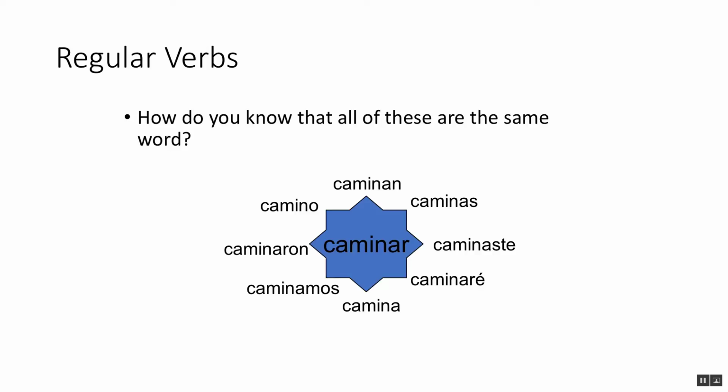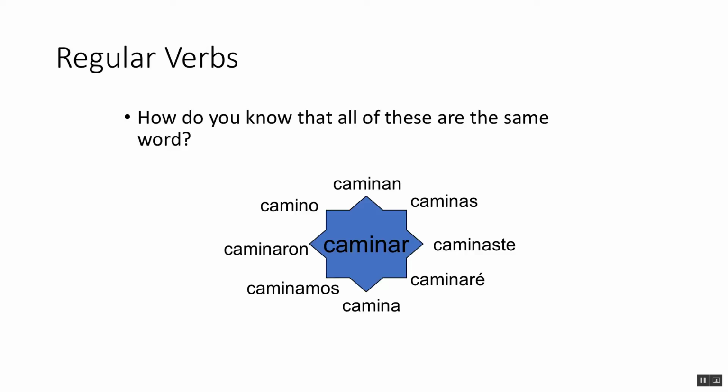So think about it. We have the verb here in the middle of the star, caminar. And all the little different forms of the verbs around it are different forms of caminar. Caminan, caminas, caminaste, caminaré. All of those are forms of the verb caminar.